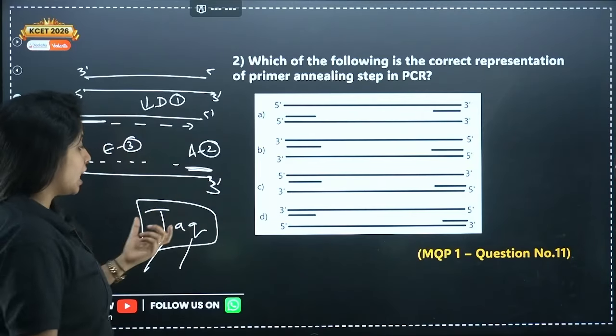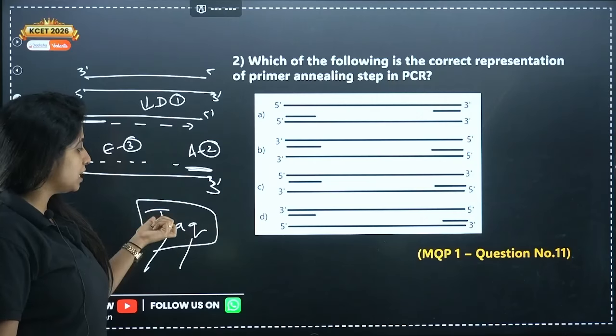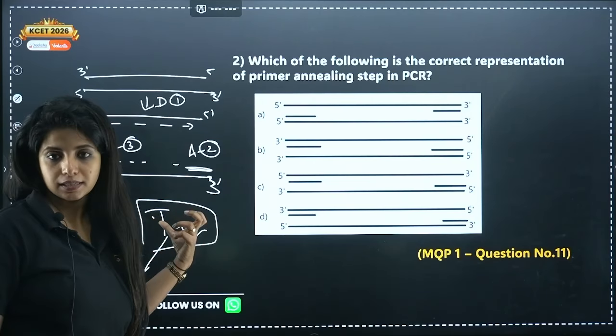So you need an enzyme that can remain stable at that particular temperature. So it is Taq polymerase. T for Thermus and AQ for aquaticus.